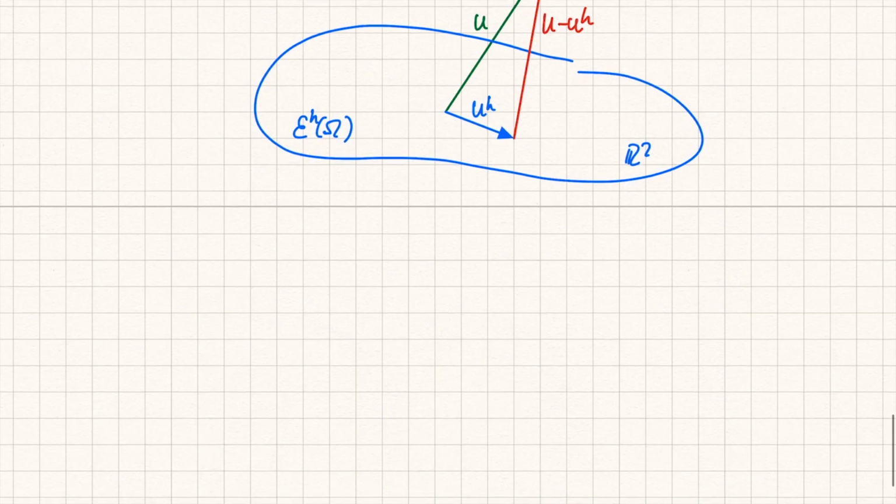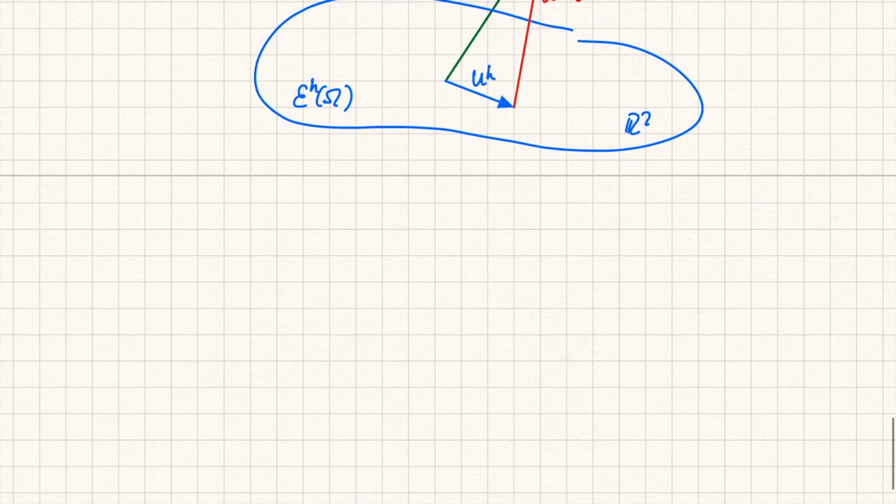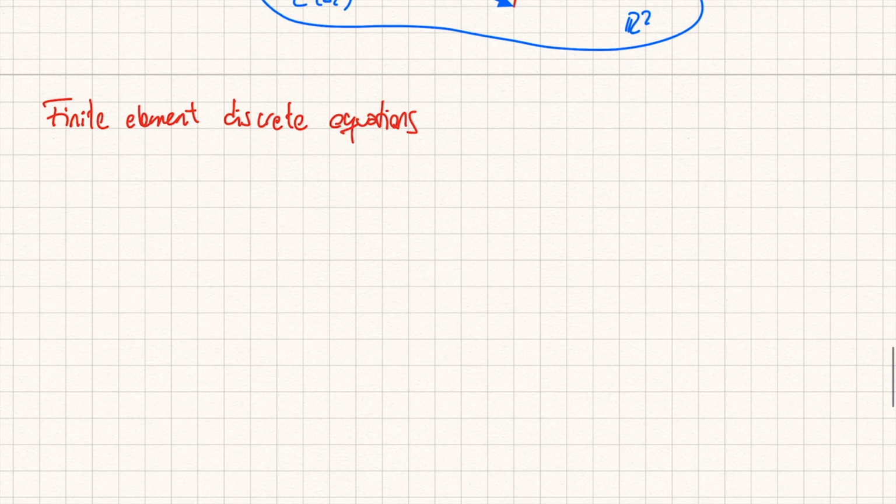And this is the objective of today's lecture, so we're going to start with the finite element discrete equations. Because, of course, the objective is we need to figure out how we are going to put all this information that we learned into a computer to solve for the boundary value problem that we have.